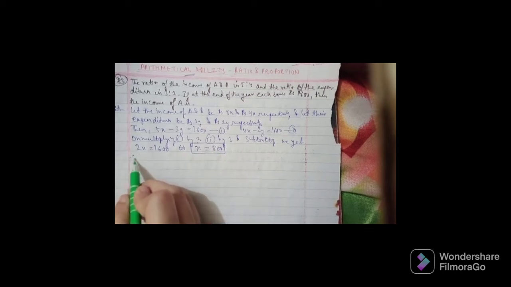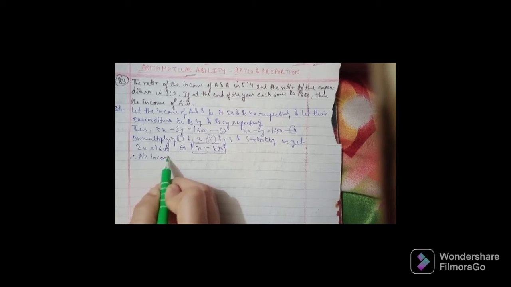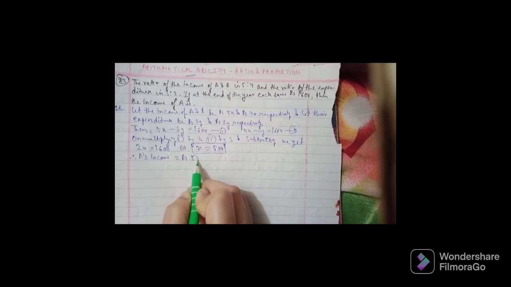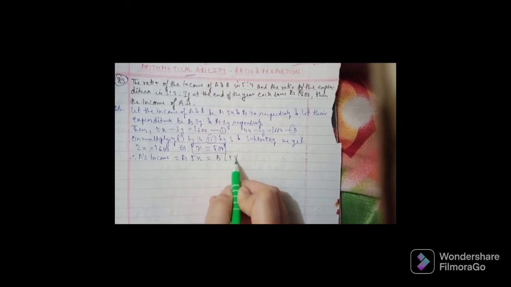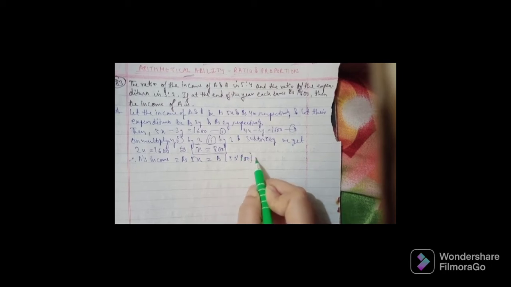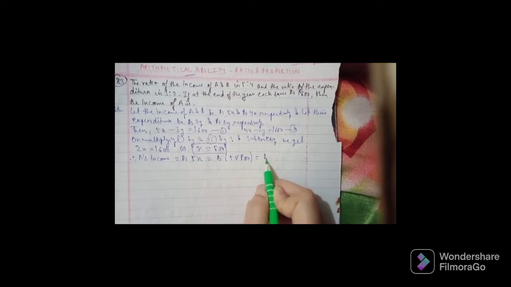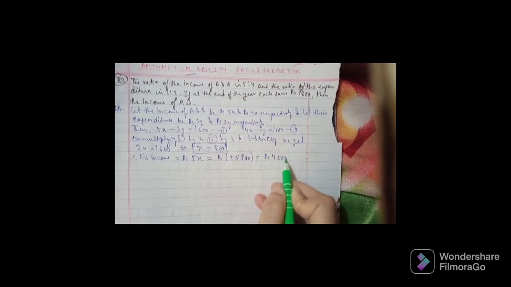A's income equals rupees 5x, which is rupees 5 into 800. 5 eights are 40, so rupees 4000. A's income is rupees 4000. That's what we had to find.